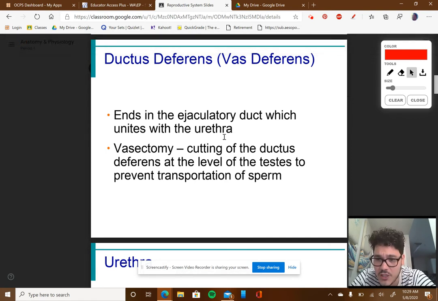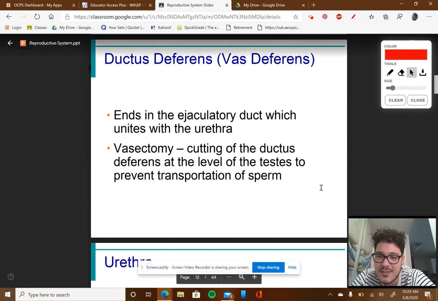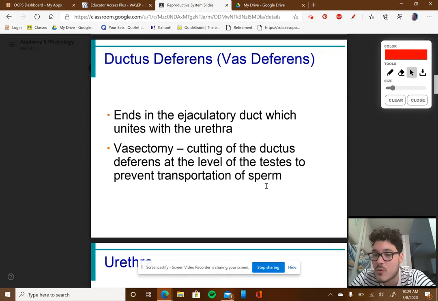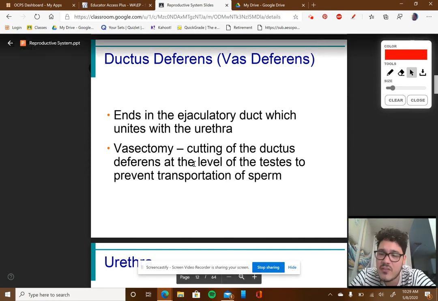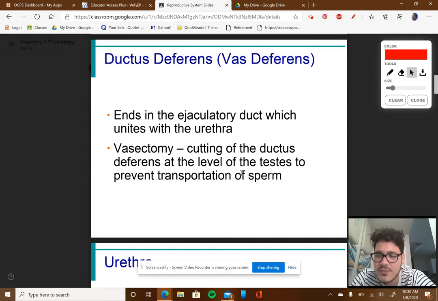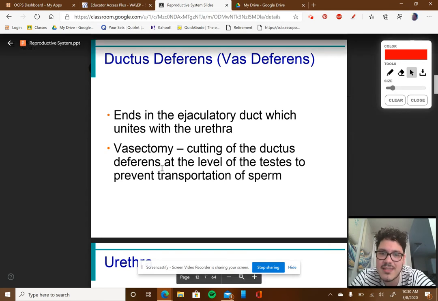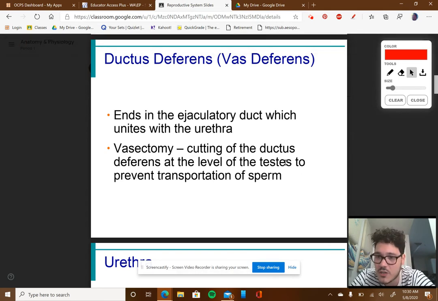There is a term that a lot of you have likely heard before. It is a surgical procedure that a lot of men, especially later in life, the average age is typically around 45 plus, undergo. This is in no way, shape, or form something regular or routine. A lot of men do this because they may not want to have any more children in their lives, if they already have one or two or multiple children. But a vasectomy, the act of a vasectomy, is the cutting of the ductus deferens at the level of the testes to prevent transportation of sperm.